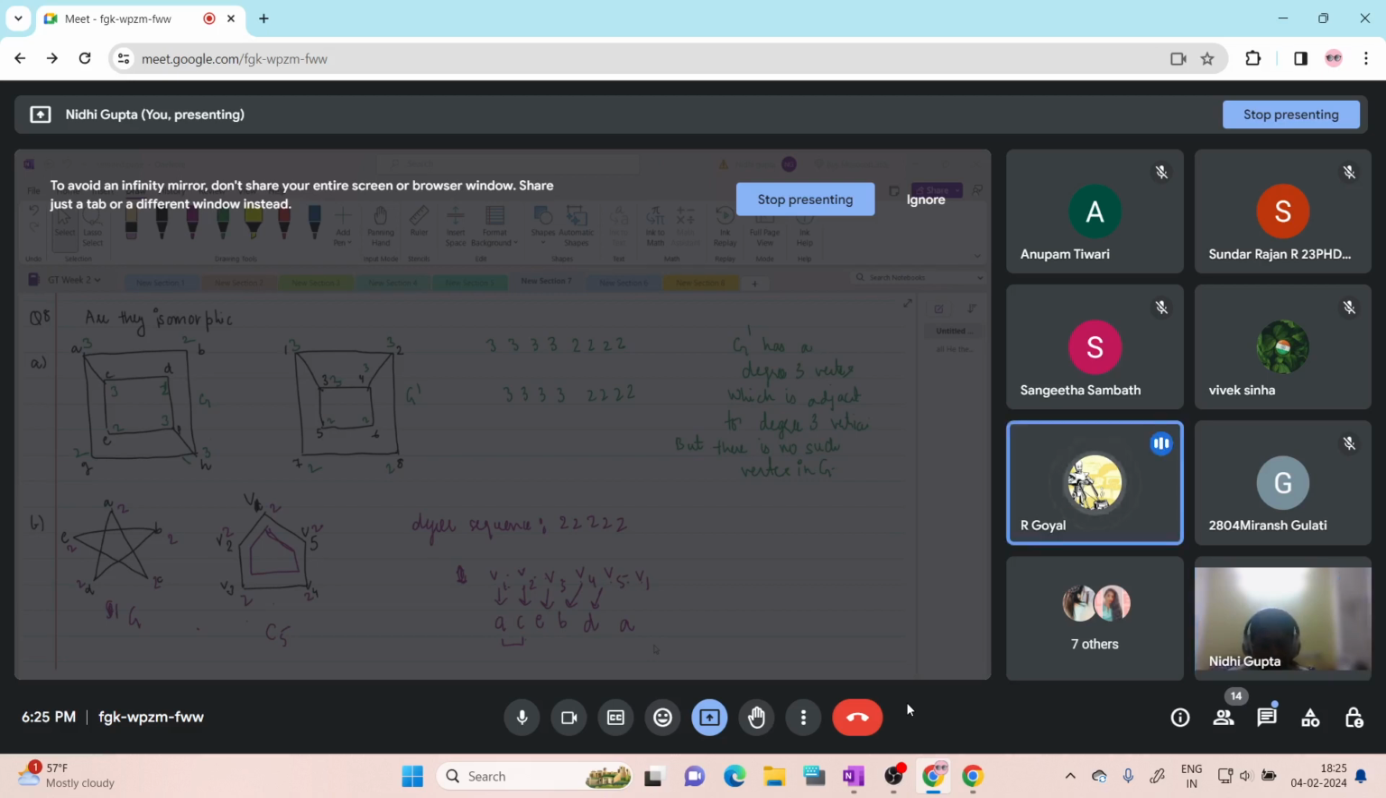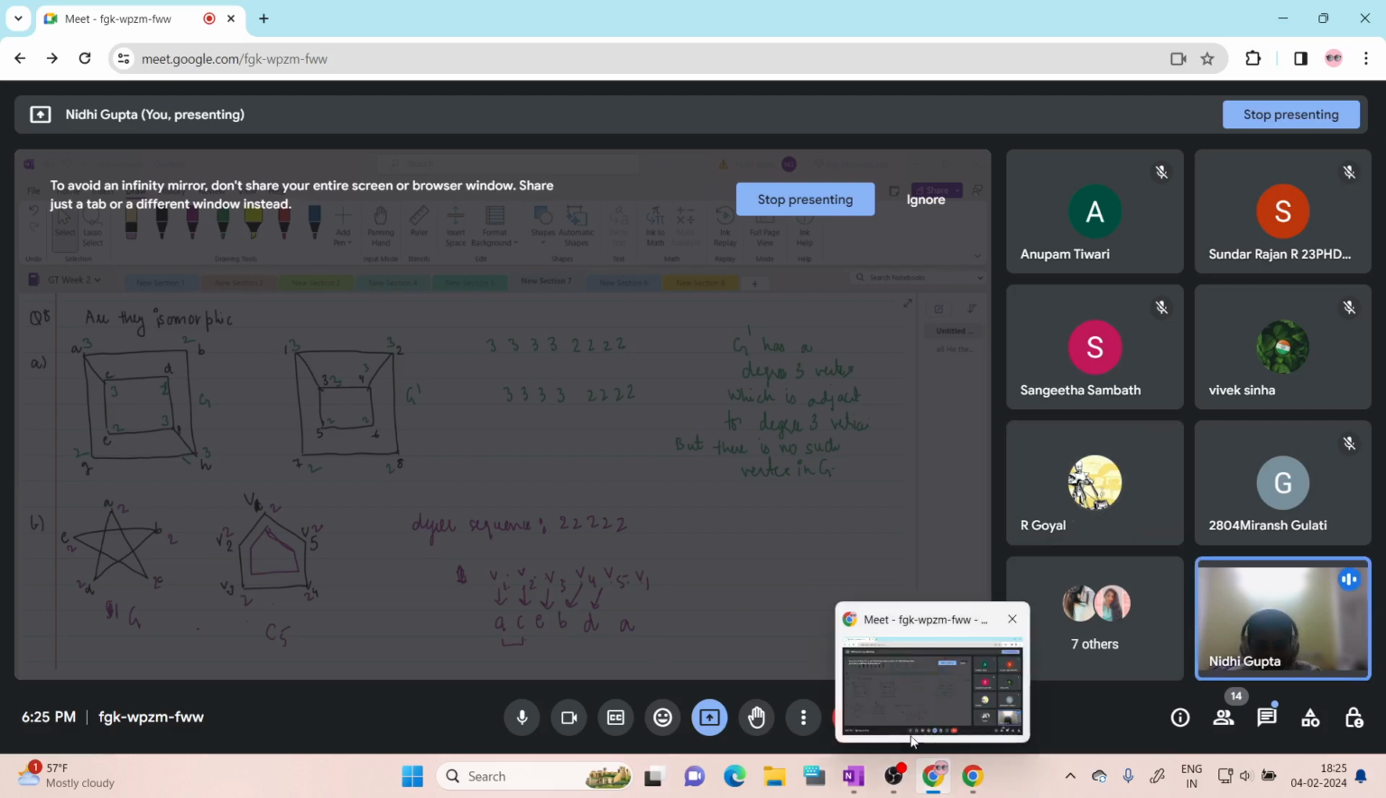Okay. And what about proving two graphs non-isomorphic? We have shown various graphs non-isomorphic, right?